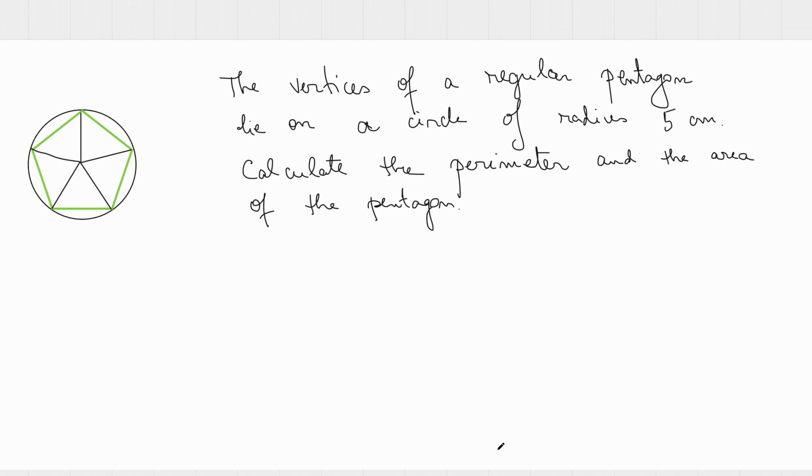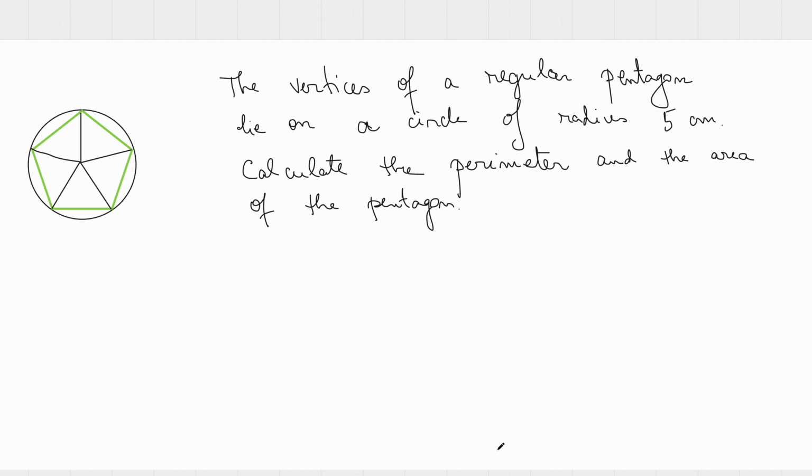Hello to everyone. The vertices of a regular pentagon lie on a circle of radius 5 centimeters. Calculate the perimeter and the area of the pentagon. Stop the video now, try to solve it in your notebook, and then we are going to see together a method of solving this.